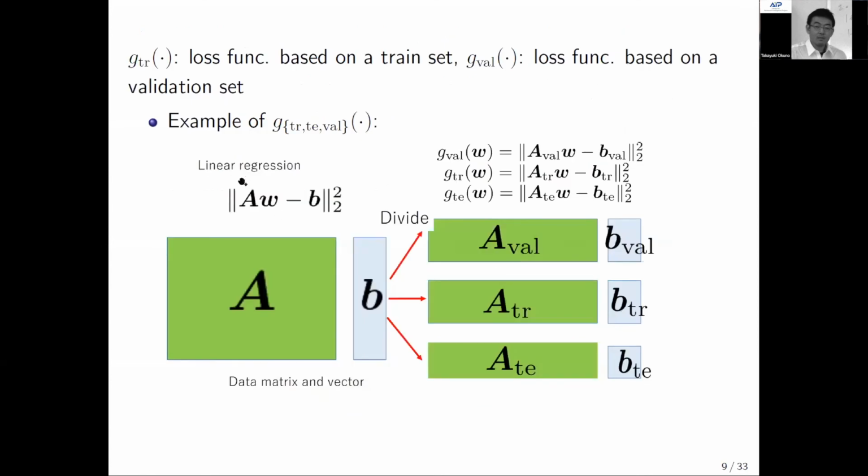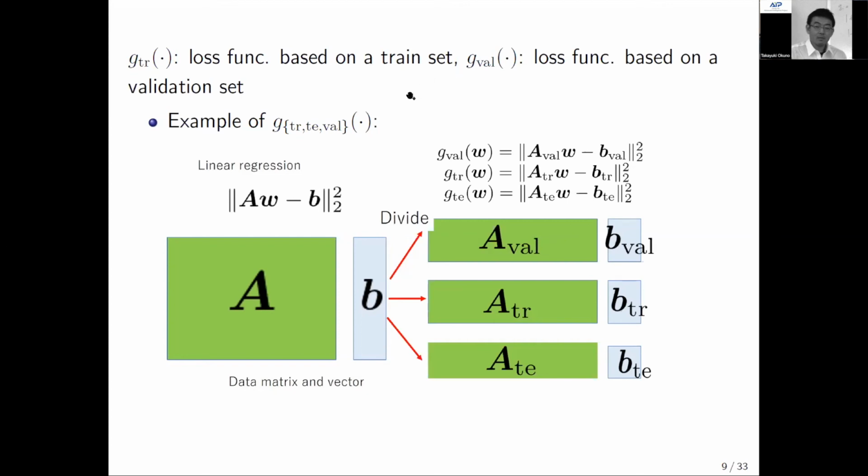Okay. So for explanation, I define some functions. Let G_TR be a loss function constructed using a training set, and G-bar be a loss function using the validation set. Sorry, I forgot: G_TE is also defined using the test set.